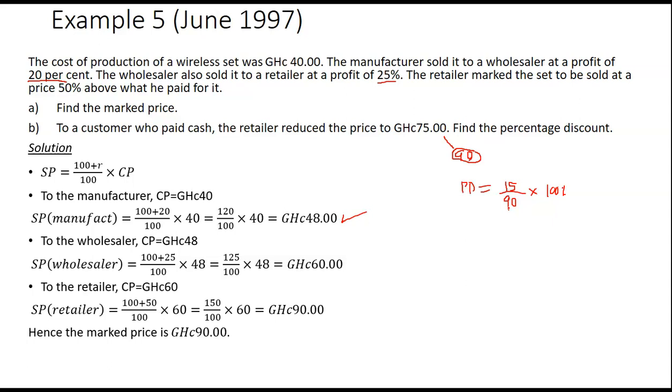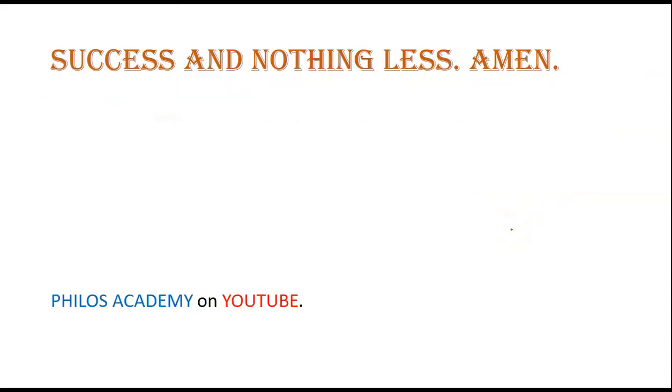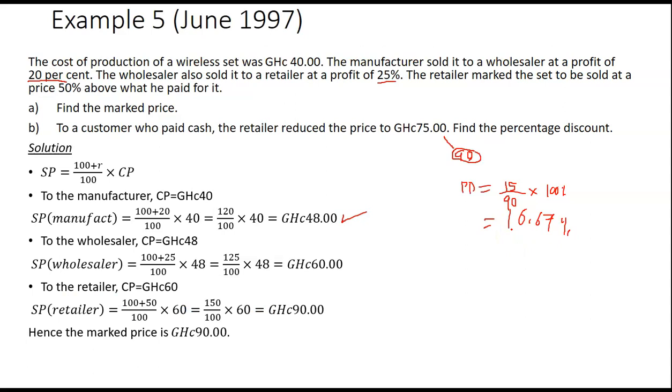So that is 16.67% in 2 decimal places. So that is the end of this as well. 16.67%. You can check it out. 15 times 100 is 1,500, divided by 90. So that should give you 16.67%.